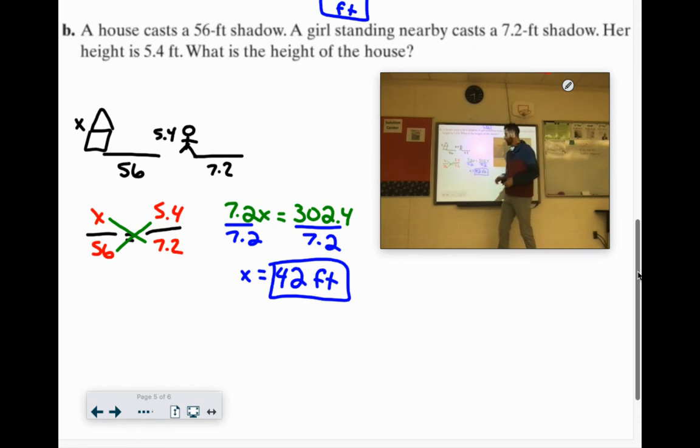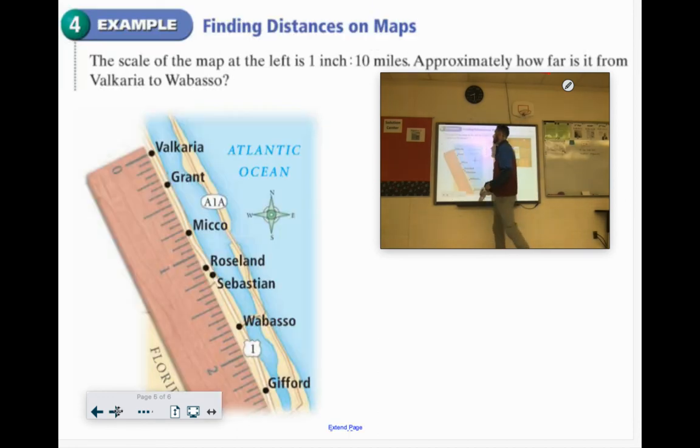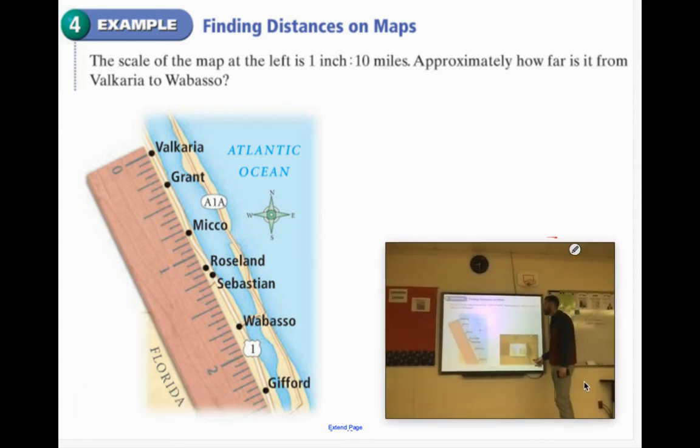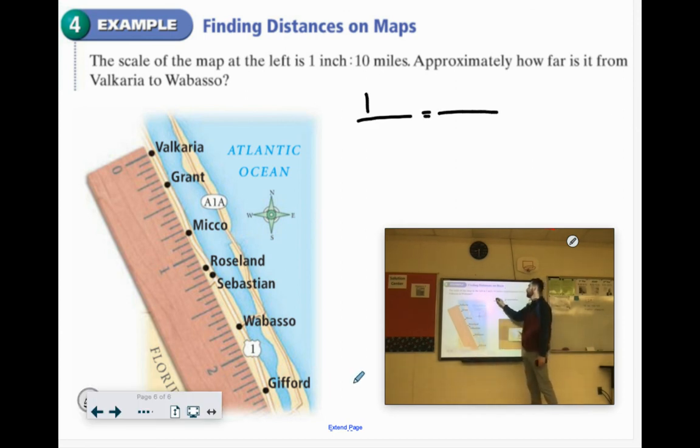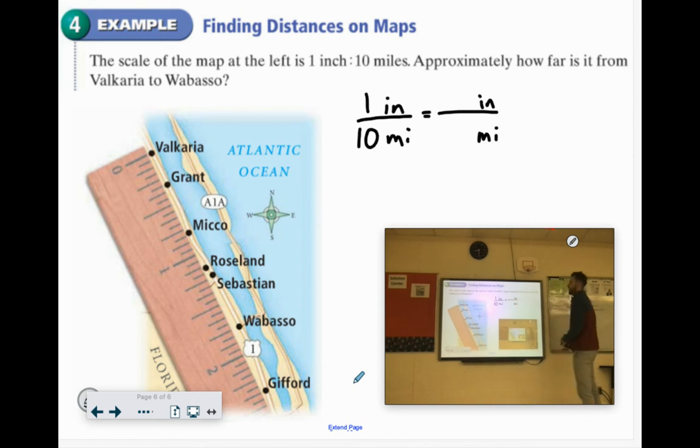And usually they use scale of a map. So the scale of the map at the left is 1 inch to 10 miles. The nice thing about this is that could be our first fraction. 1 inch to 10 miles. But like I've said all along, consistency is the key. So if we're doing inches over miles here, and on the other side, we're going to also want to do inches over miles. Approximately how far is it from Valcaria to Wabasso?